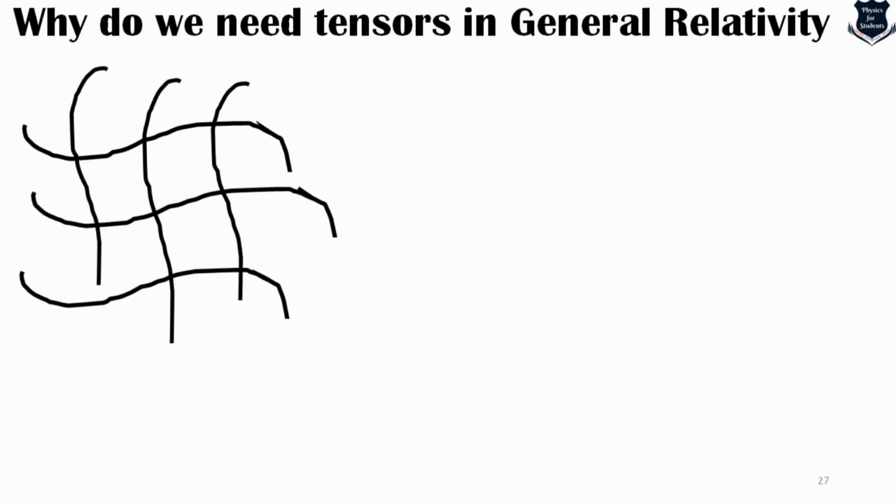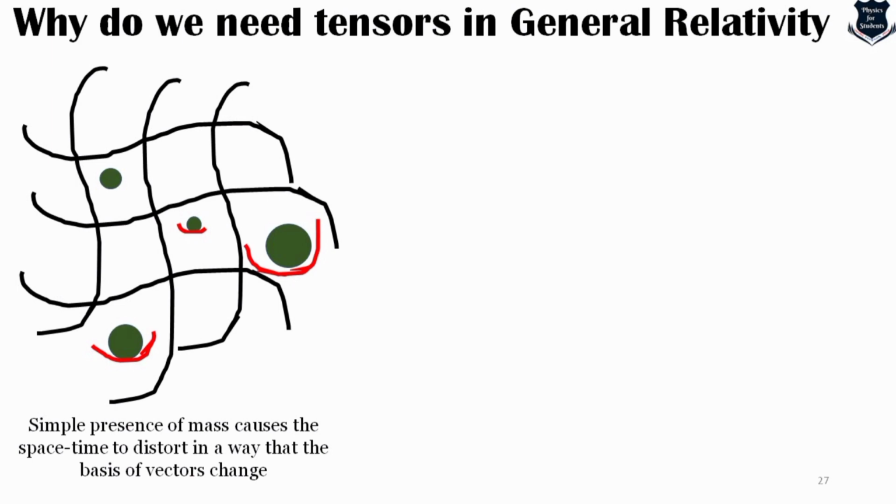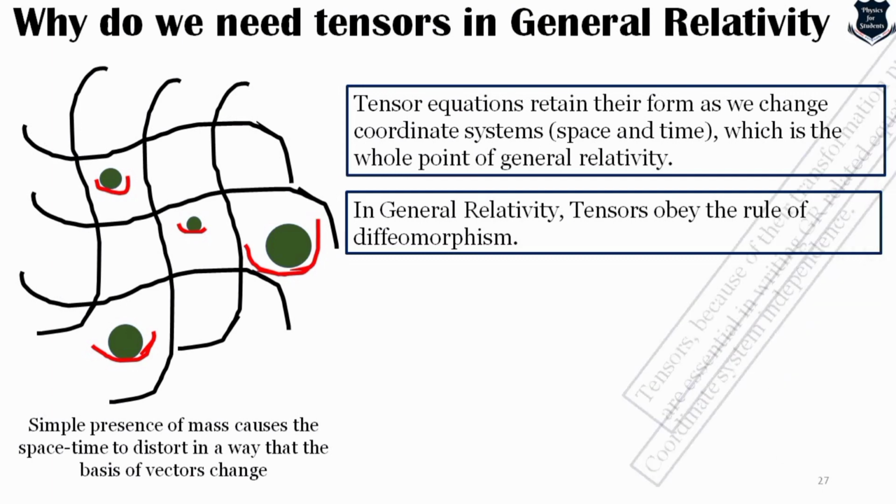Okay, so why do we need tensors? If we get this kind of a graph, and these are the masses, you see that the mass causes a dent in the space-time, which we are going to come to. The simple presence of mass causes the space-time to distort, small mass in a small way, bigger mass in a bigger way. So tensor equations retain their form. When it is changing, it will retain the form as we change the coordinates, which is the whole point of GR. And in GR, tensors obey the rules of diffeomorphism.